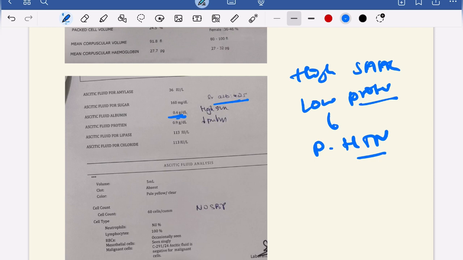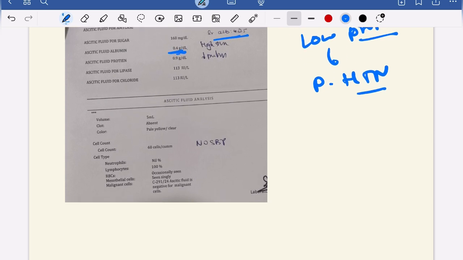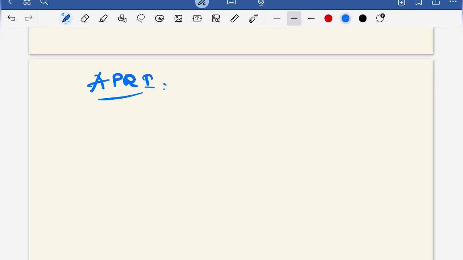Let's look at whether it predicts advanced fibrosis or cirrhosis in this case or not. For that we have to use various non-invasive tests or formulas. One important formula or non-invasive test is APRI, that is your AST to platelet ratio. So how to calculate APRI?